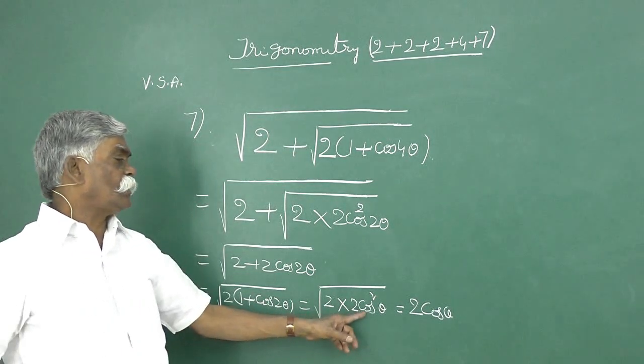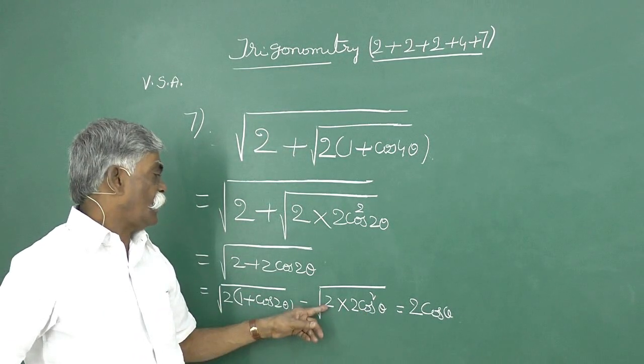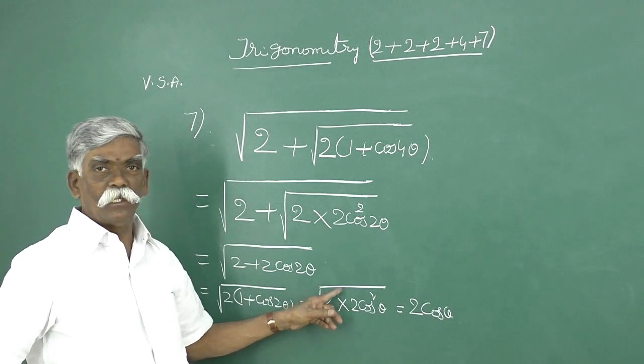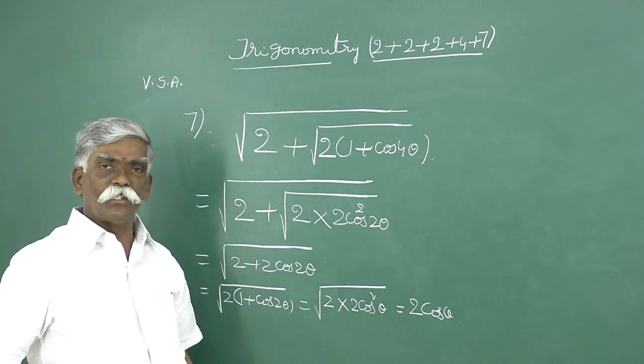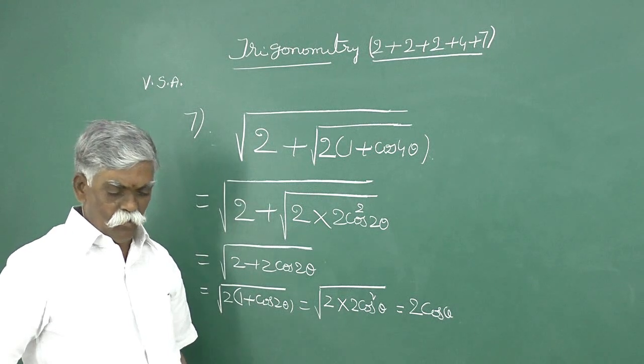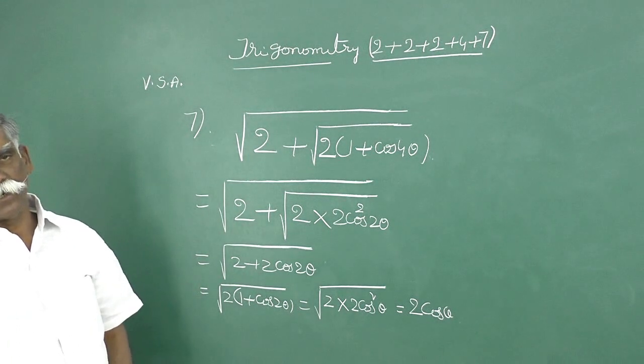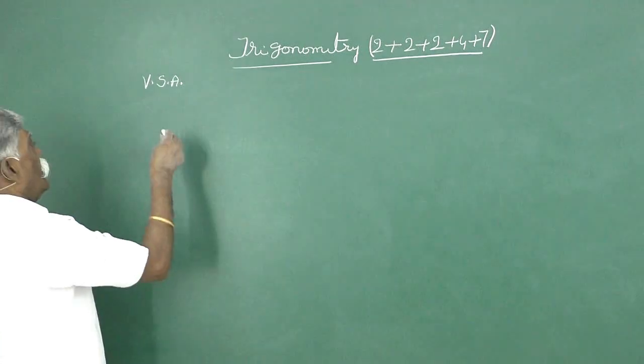1 plus cos 2 theta is 2 cos square theta. Once again, this is 4 cos square theta under root. It is equal to 2 cos theta, since theta is less than pi by 4 and greater than 0. That means it lies in the first quadrant.